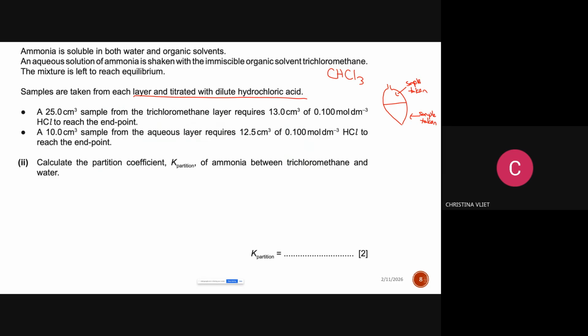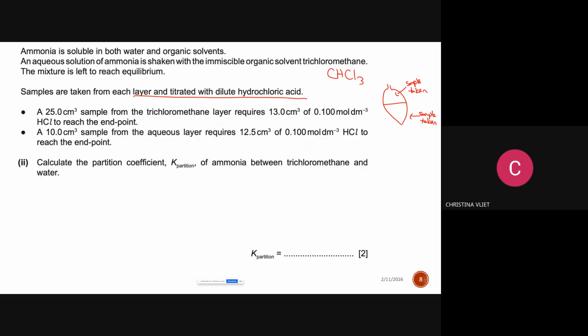Anybody have a suggestion of where we can begin? Why did they give us the titration stuff? Ramon. We can find the moles of each substance first. Of which substance? Of HCl for both layers. For the layers. Okay, yeah, you can go that way. Issa, did you have something around what you said? Okay. So they're getting at something here.